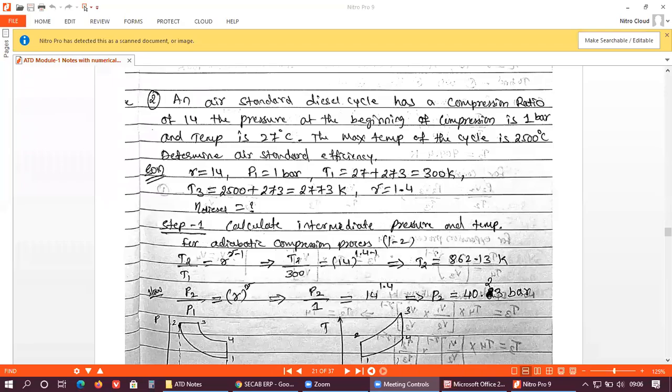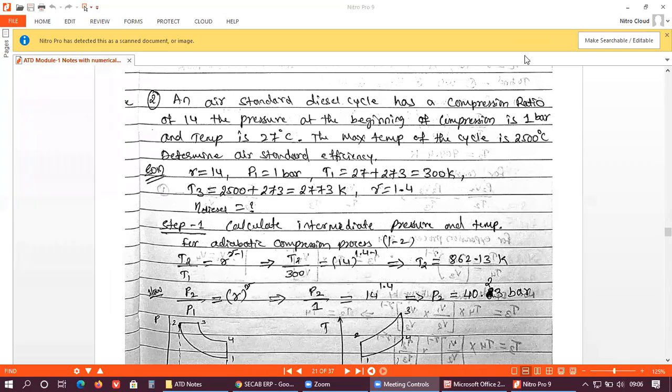So the problem statement is: an air standard diesel cycle has a compression ratio of 14. The pressure at the beginning of the compression is 1 bar and the temperature is 27 degrees Celsius. The maximum temperature of the cycle is 2500 degrees Celsius. Determine the air standard efficiency.